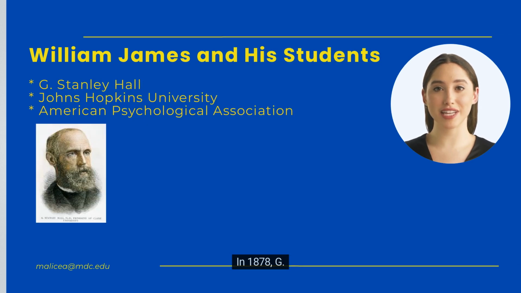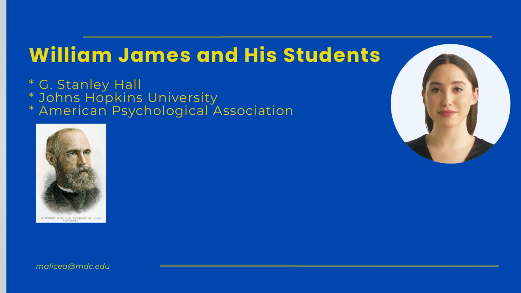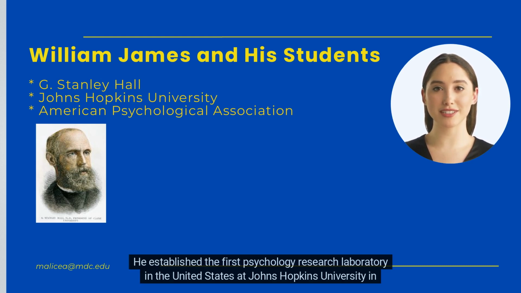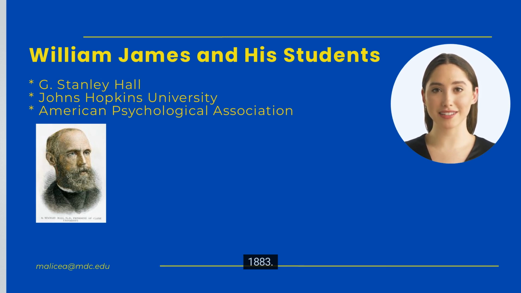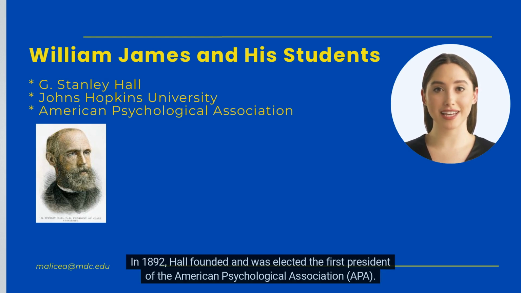In 1878, Stanley Hall, 1844-1924, received the first Ph.D. in psychology awarded in the United States. He established the first psychology research laboratory in the United States at Johns Hopkins University in 1883. He began publishing the American Journal of Psychology. In 1892, Hall founded and was elected the first president of the American Psychological Association, APA.